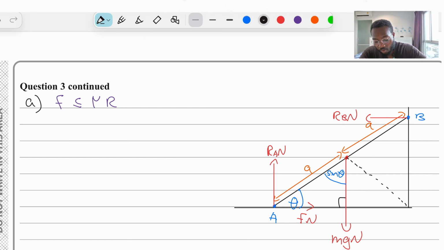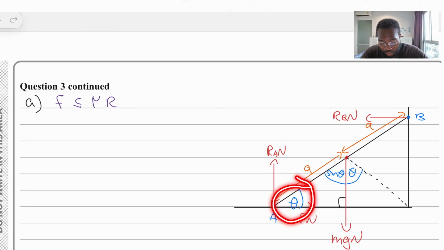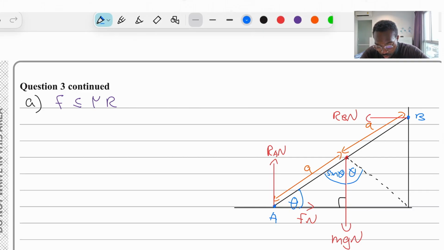So, for your diagrams, always just do as much information as you can. It means you have less things to do later, okay? So that's going to be a theta there. Now, we also know that looking at this angle here, it's going to have an alternate angle right here as well. We may need it, we may not need it, but I'm going to draw it there as well. We can also think of this as being sine theta, if that helps. That's why that would be a theta there.